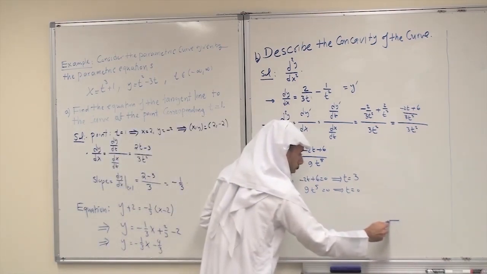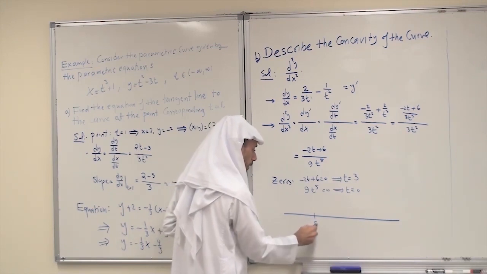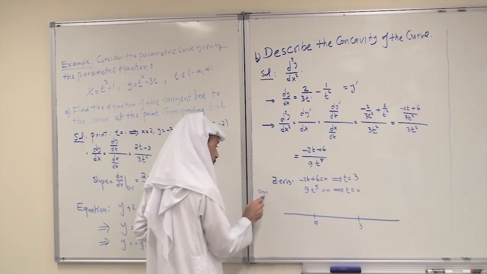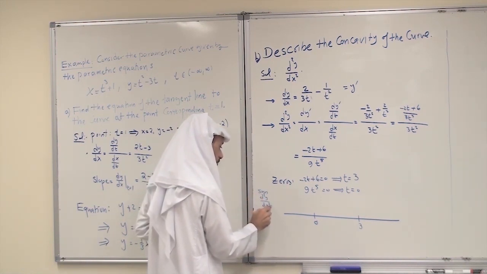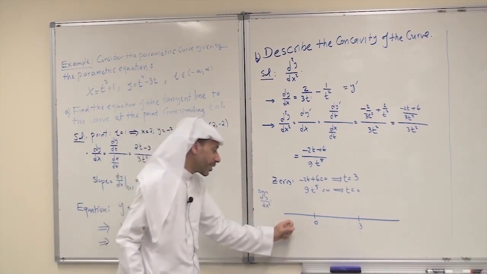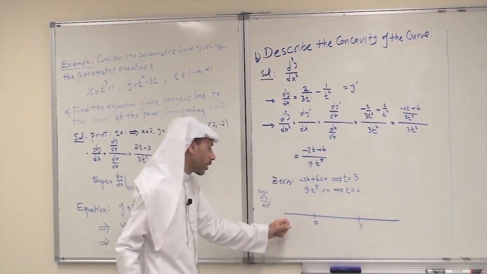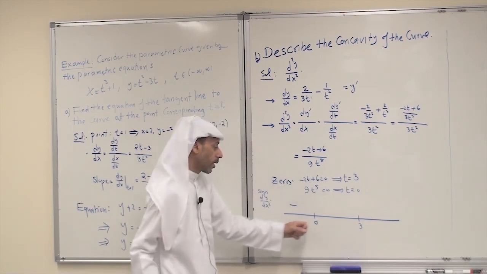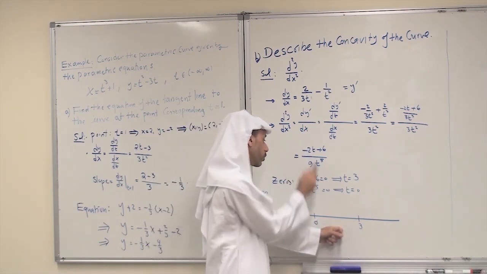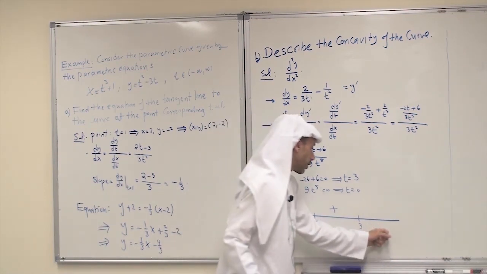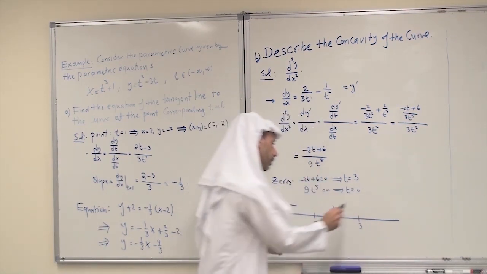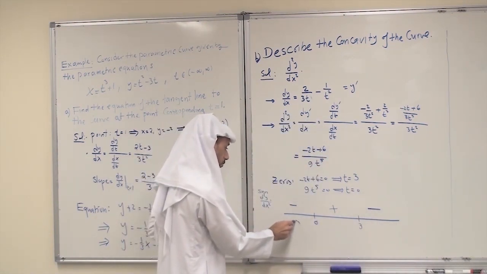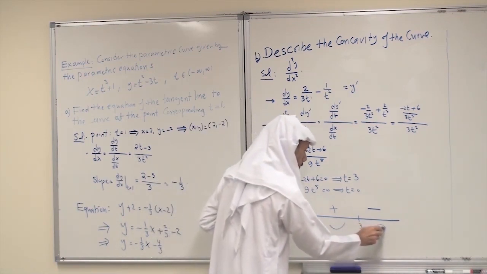Now on the number line, I have the zeros 0 and 3. I have to check the sign of the second derivative, and for that we need only take test values in each interval. Here, if I take minus 2, you substitute, you get a negative sign. Take the value 1, substitute here, you get positive. Take 10, for example, this is negative. So this is concave down, this is concave up, this is concave down.